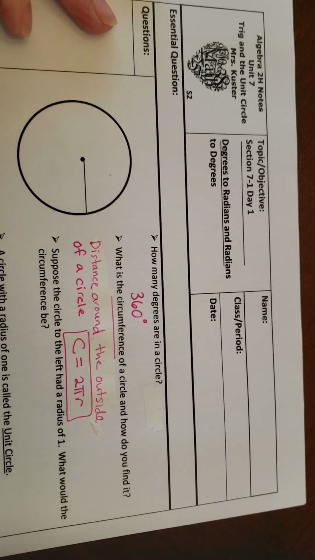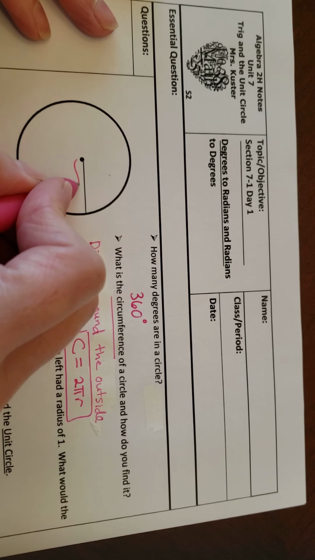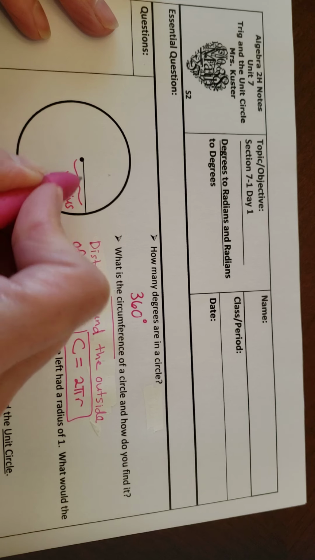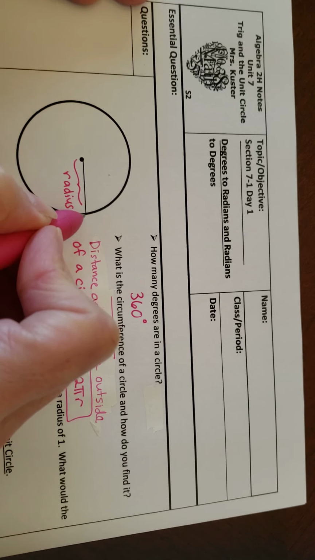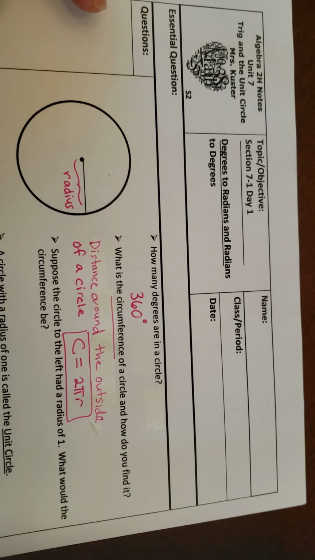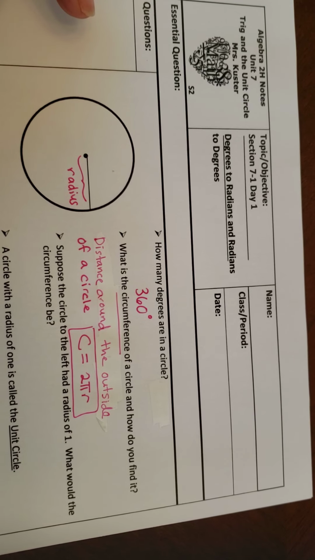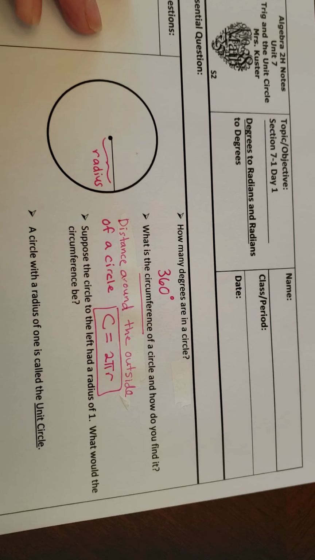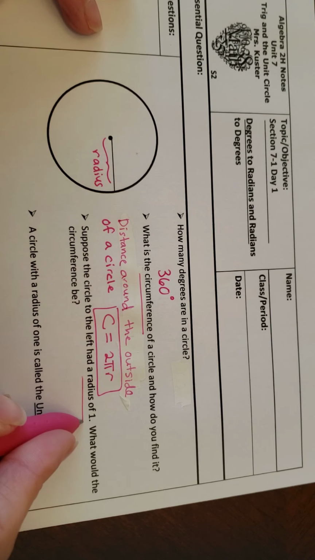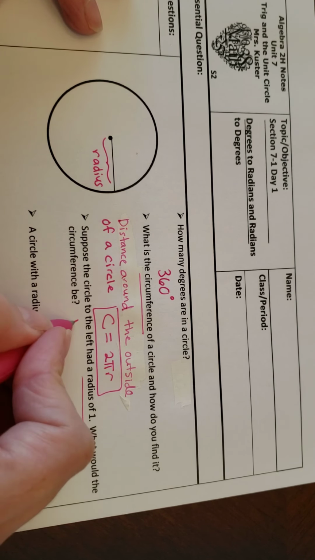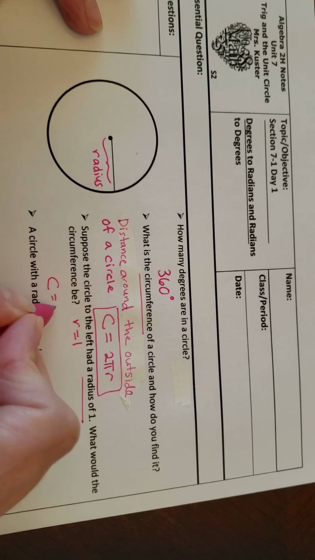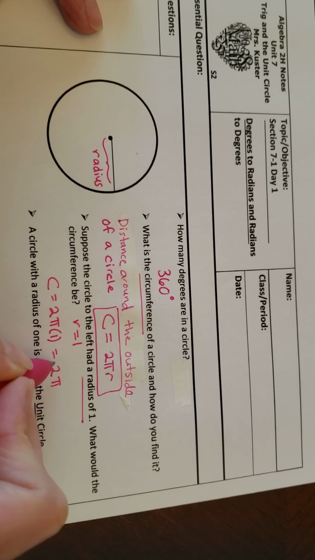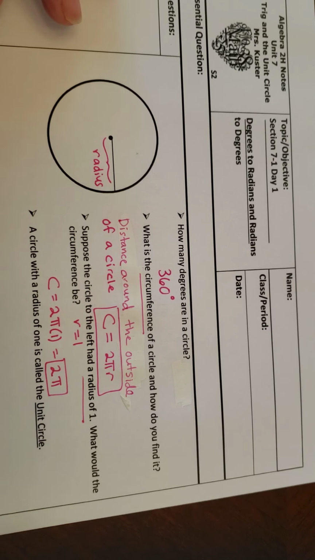Suppose the circle to the left has radius 1. So if this would be the radius, remember the radius goes from the center of a circle to one of the endpoints of a circle, but does not go all the way across. That would be the diameter. The circumference of this circle, if it has a radius 1, you just plug in r equals 1. So circumference would be 2 pi times 1, or 2 pi. And we're just going to leave it in that form for right now.